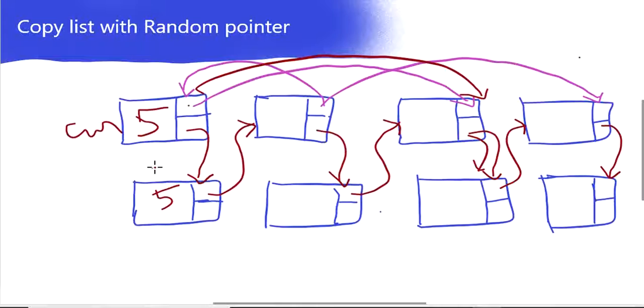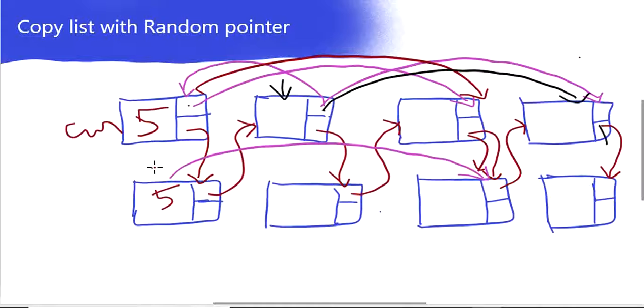Once we have made the connection, now let's move our pointer to the second node, and we are going to again connect current.next.random equal to current.random.next. So simply by our second pass, we will be done connecting our random pointers.